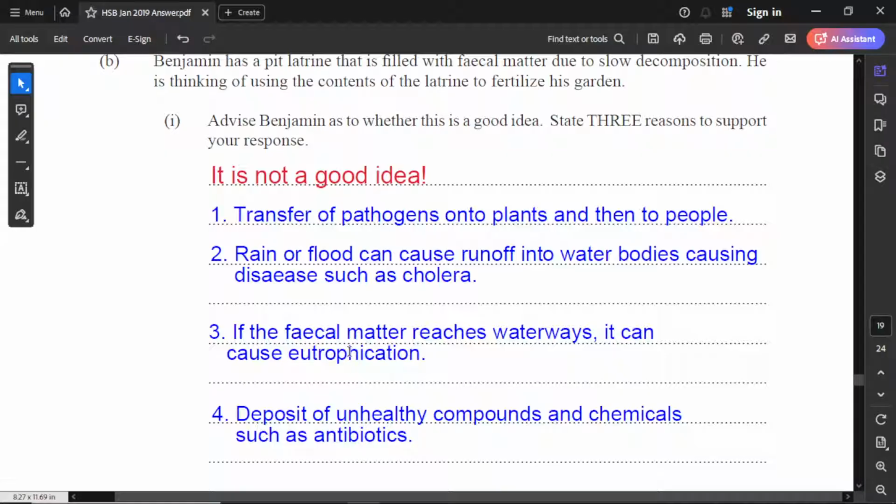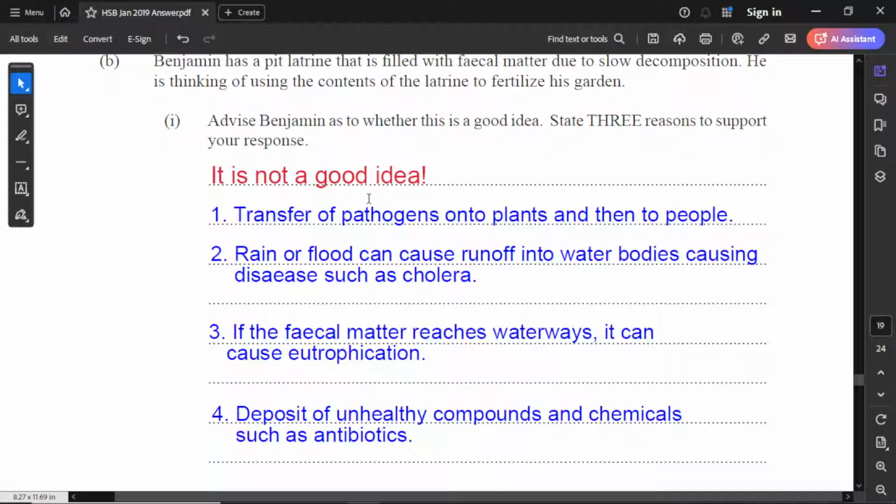Remember, different persons are using the latrine now. Some of them might be sick, some may not be sick, but all that mixture of different things and medication you take may end up in your plants, and then you consume it, and then it affects you. Oh, Lord of mercy.